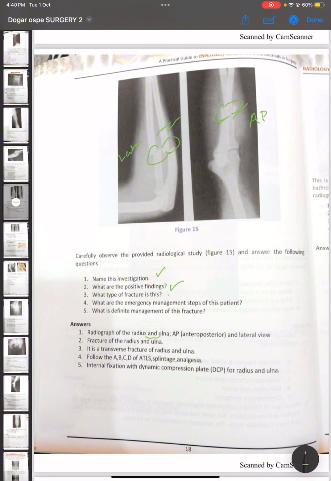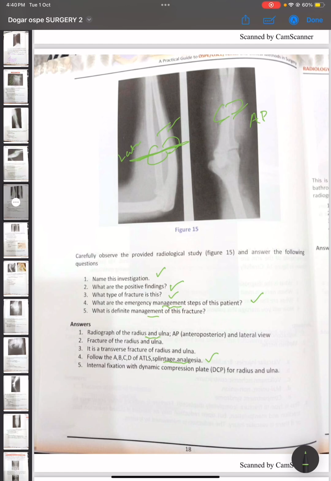Okay, what type of fracture is this? It is a transverse fracture of the radius. Transverse, it is this type. So this is a transverse fracture of the radius and ulna. What are the emergency management steps of this patient? Follow the ABCD of ATLS, and splintage and analgesia. Airway, breathing, circulation, advanced trauma life support, splintage and analgesia are the management steps of this patient.